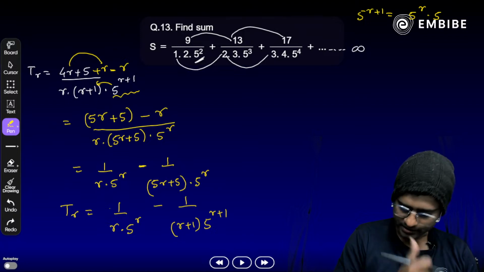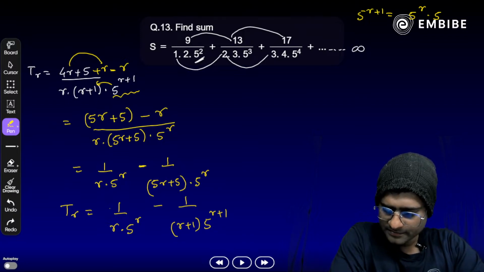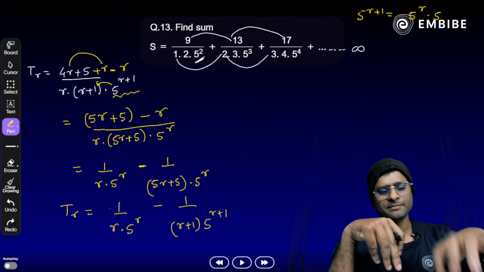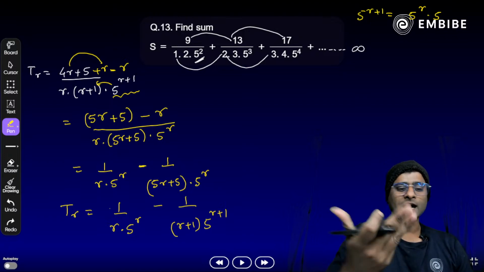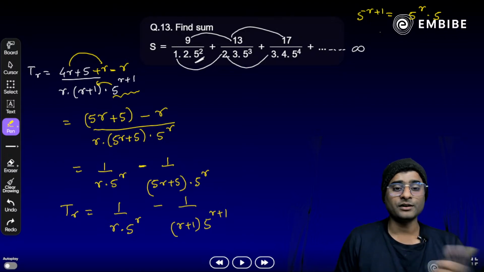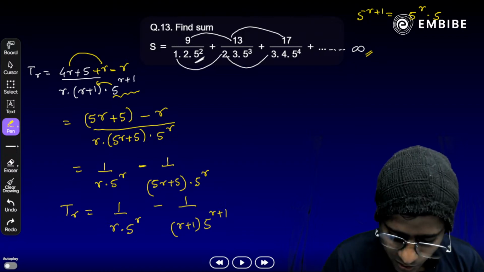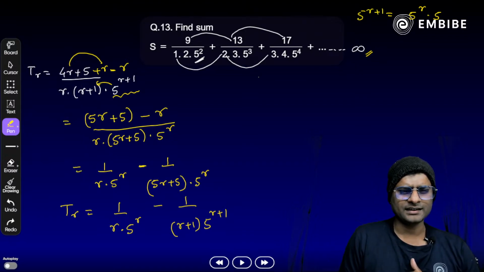Okay, Anushka. All right. So quick. Let me check if 1 by 5 is the right answer or not. So we have the rth term: it is 1 by r into 5 raised to the power r minus 1 by r plus 1 into 5 raised to the power r plus 1 here. So this is the rth term. Now we need to find the infinity term here. Remember the infinity term here. So yes, let's start. You can get the answer here very quickly.